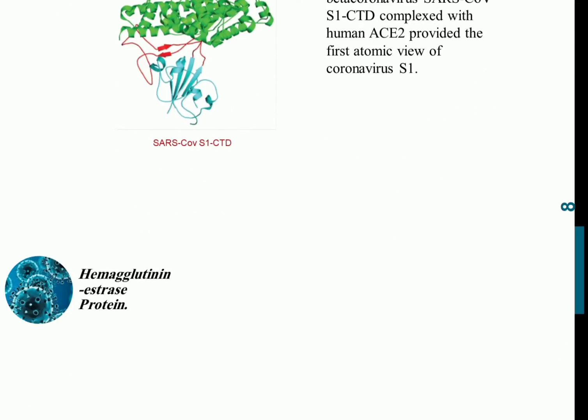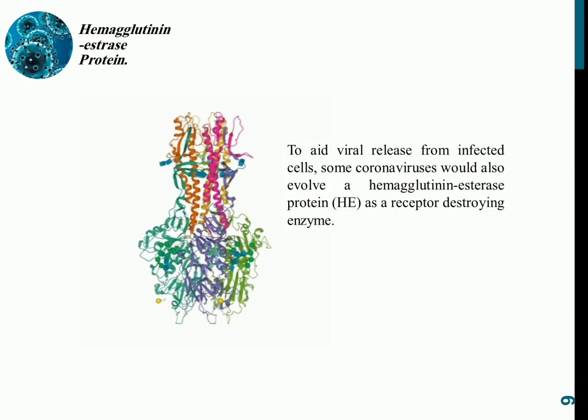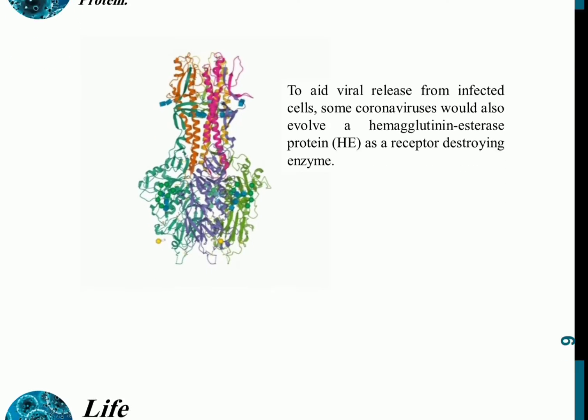Hemagglutinin esterase protein. To aid viral release from infected cells, some coronaviruses also evolved a hemagglutinin esterase protein as a receptor-destroying enzyme. Hemagglutinin esterase protein is a glycoprotein that certain enveloped viruses possess and use as an invading mechanism. And now let's move on to the life cycle of coronavirus.